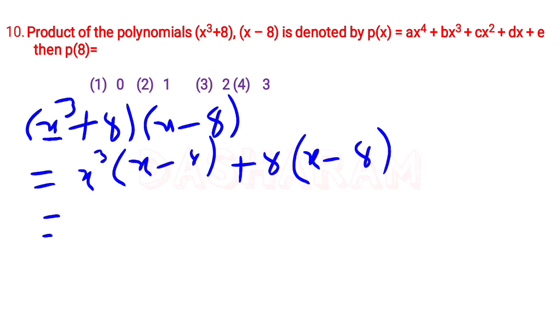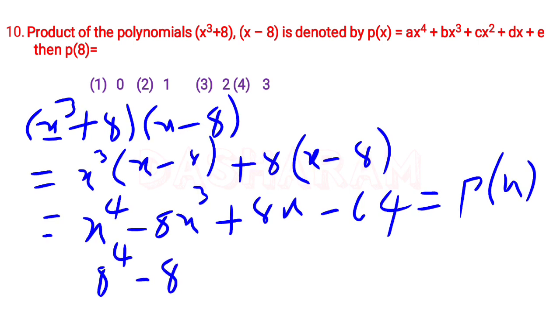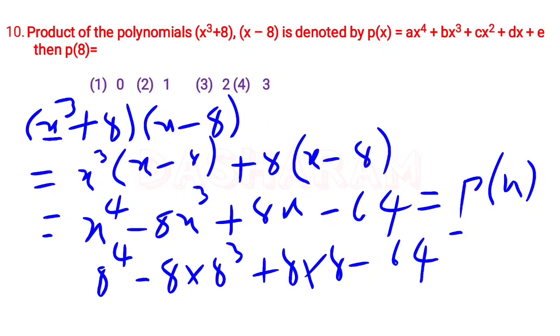Now x cube multiplying inside: x cube into x is x to the power of 4, minus x cube into 8 is 8x cube, plus 8 into x is 8x, minus 8 8s are 64. So it is equal to the polynomial p of x. Now he is asking what is p of 8. That means substitute x equals 8. So 8 to the power of 4 minus 8 into 8 cube plus 8 into 8 minus 64 equals p of 8.